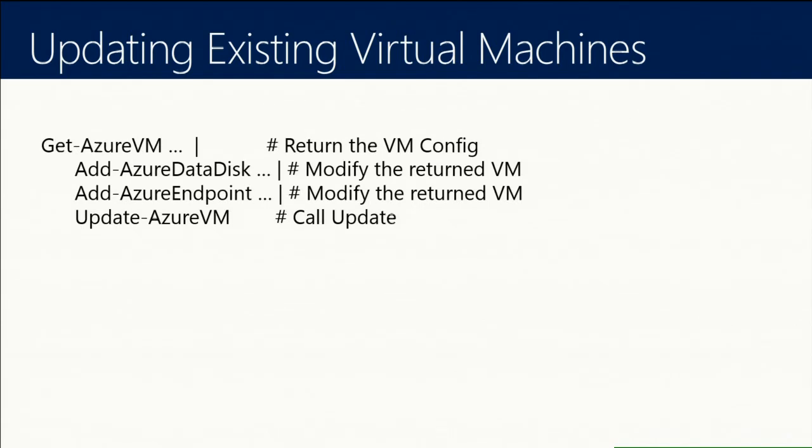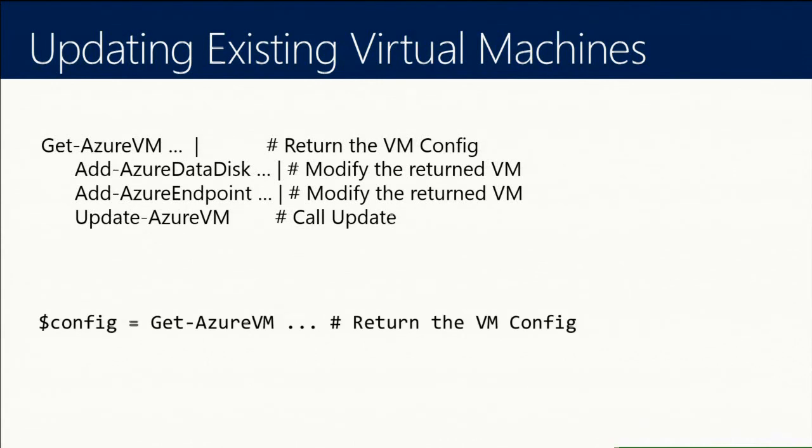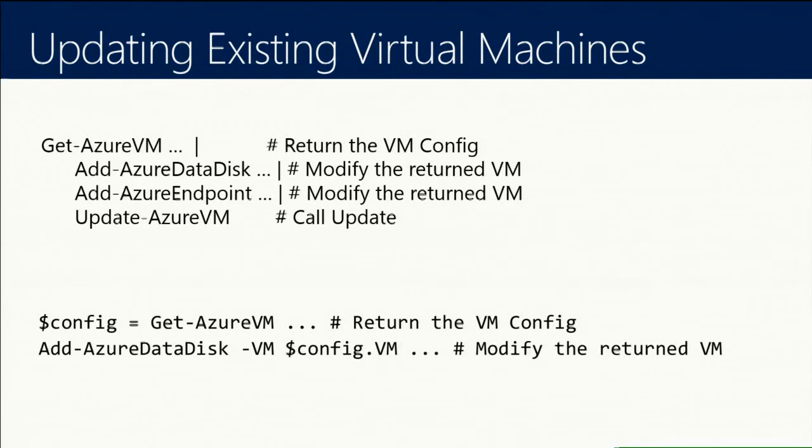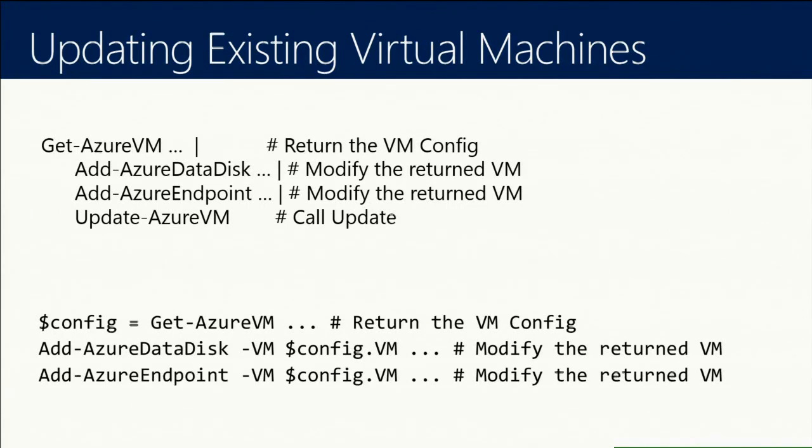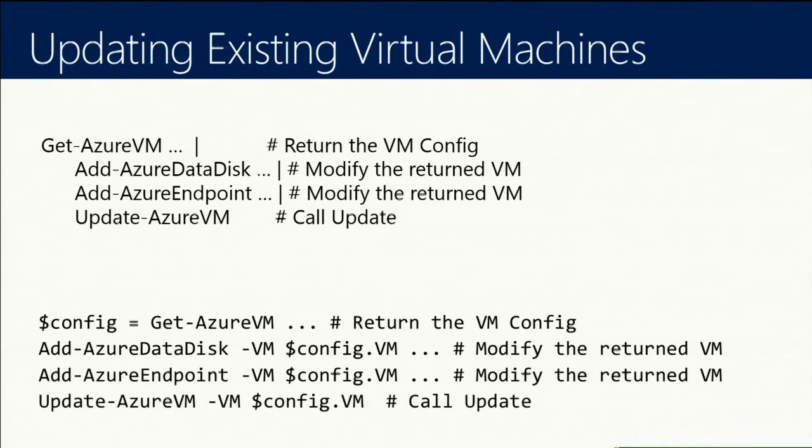Now, this is the most concise way I think you can write this, but I've heard different debates on which is more readable. I'll let you do whatever you want to, obviously, but this is the alternative way of writing the exact same thing. So return the VM configuration. We have a config object. You then Add-AzureDataDisk. You modify it by passing in the parameters. Add-AzureEndpoint would modify that same config. And then Update-AzureVM would actually pass that configuration back to the Service Management API.